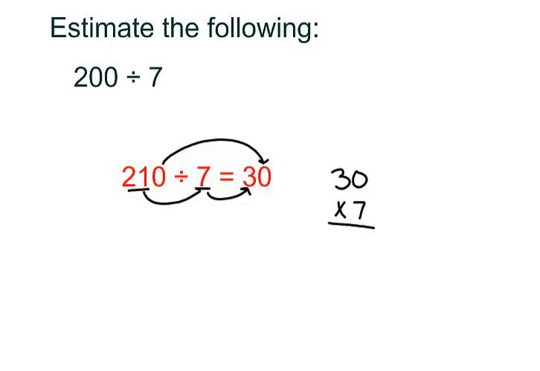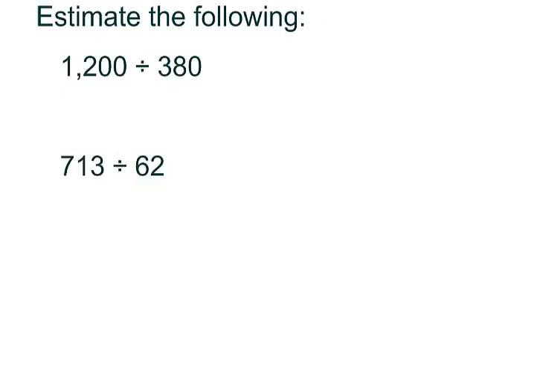I can also check this by using my fact families. 7 times 0 is 0, 7 times 3 is 21. So therefore I know that the answer of 30 is correct.